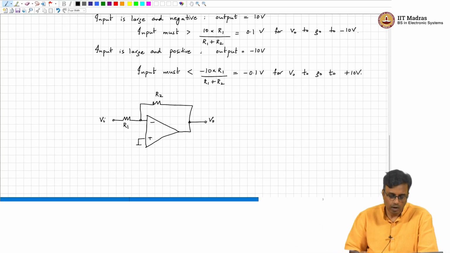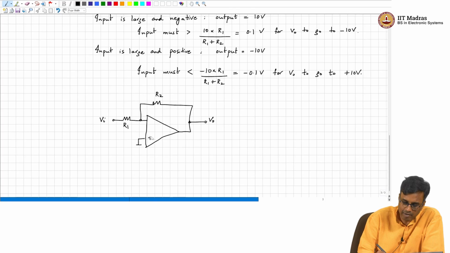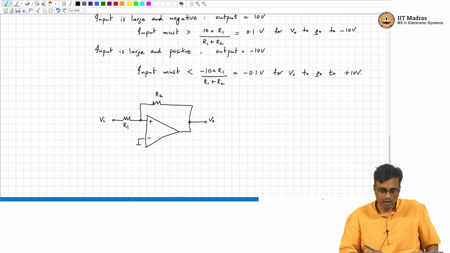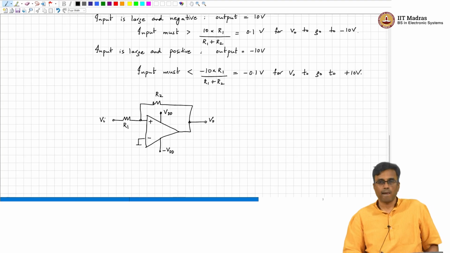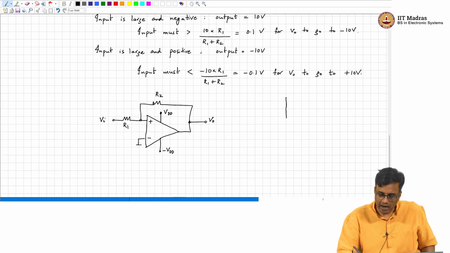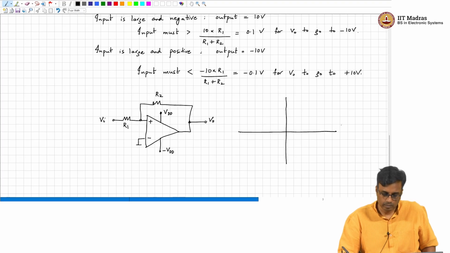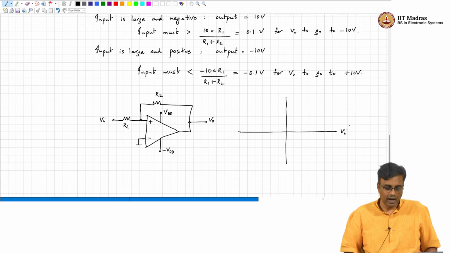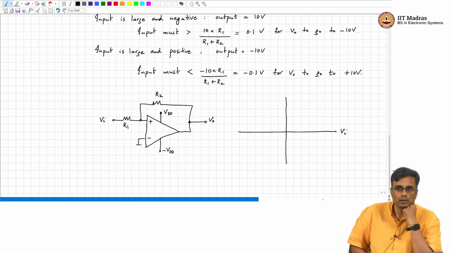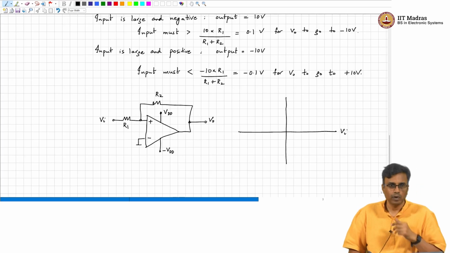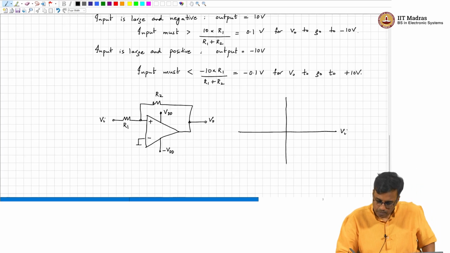All right. Now, what comment can we make if we now interchange these signs? Make this plus and this minus, right? And let's again assume that we are working with dual rails. So this is VDD. This is minus VDD. Okay. So when Vi is large and negative, what will happen to the output voltage? Output will be minus VDD. Very good.